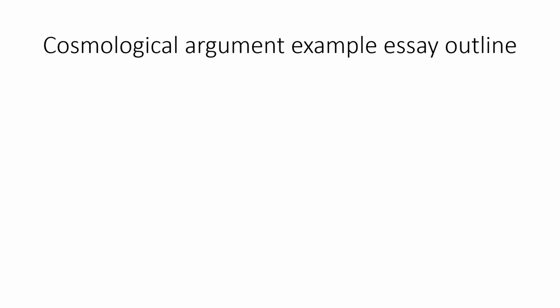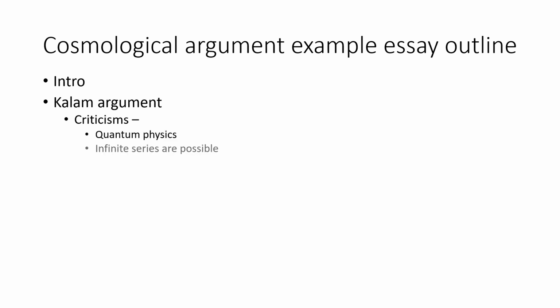So an example that I'm just going to walk us through here of how you might set out an essay to this. So we would want an introduction. We'll talk about what goes into that in a second. We could talk about the Kalam version of the argument and some key criticisms of this. So we'll look at quantum physics as a criticism, the criticism that infinite series are possible, and Hume's criticism that the causal principle is not necessarily true.